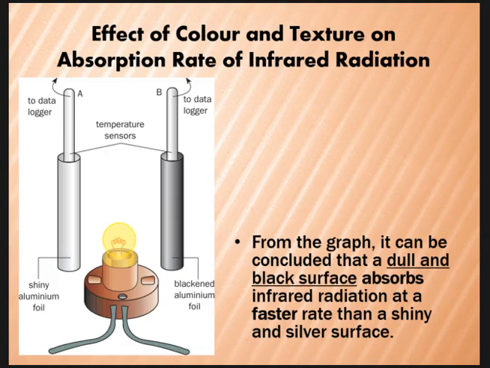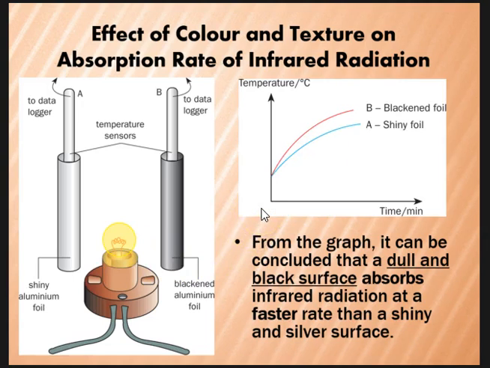Now, experiments have also proven that a surface that is black in color and dull is a better absorber of radiation compared to a surface that is silver and shiny. This experiment over here is one such case. A heat source, for example a light bulb, is placed at the same distance away from the shiny aluminium and blackened foil. Both foils are wrapped around a temperature sensor. Once the heat source is switched on, the effect of temperature changes is monitored over some time. The result will be shown on the graph like this.